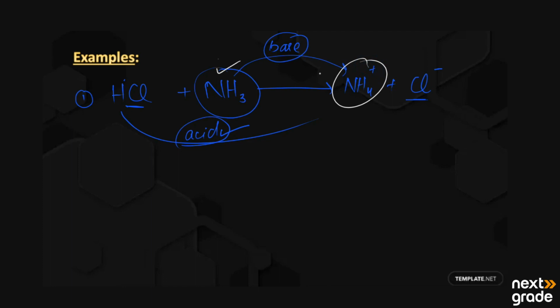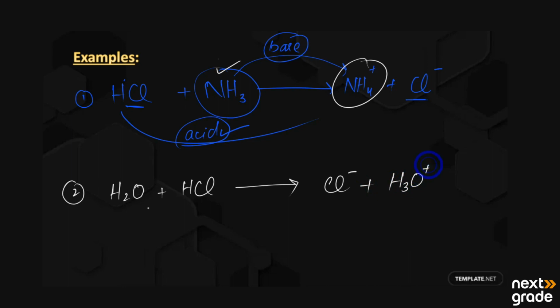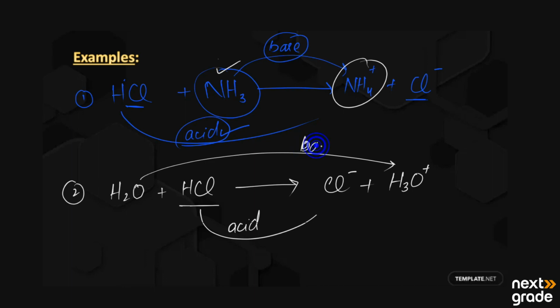And if I have another example, like H2O plus HCl, after the reaction we gain Cl negative and H3O positive. Here we have seen that HCl has donated the hydrogen ion, so it acts as an acid. On the other hand, H2O, as it accepts the proton, acts as a base. So this is the main difference.